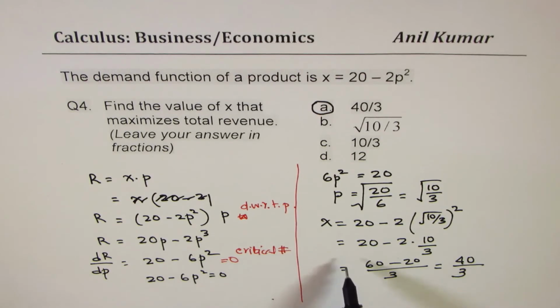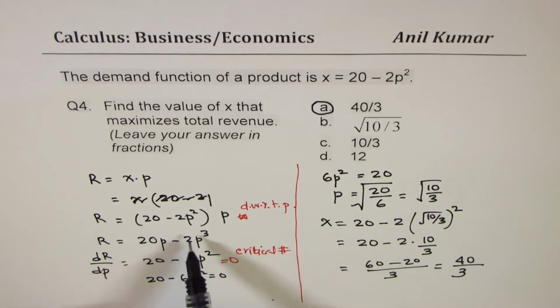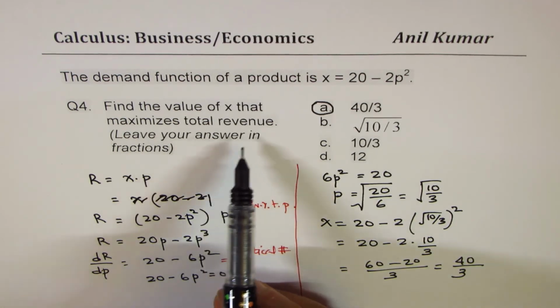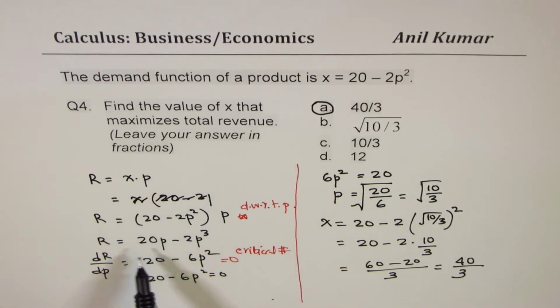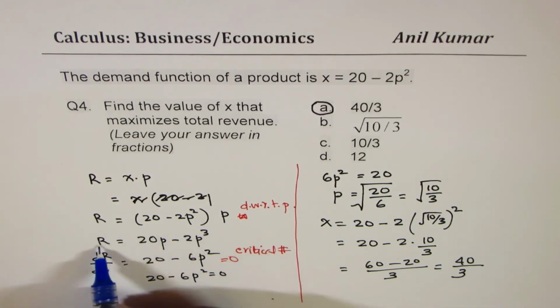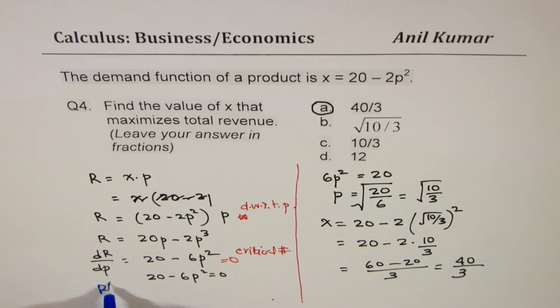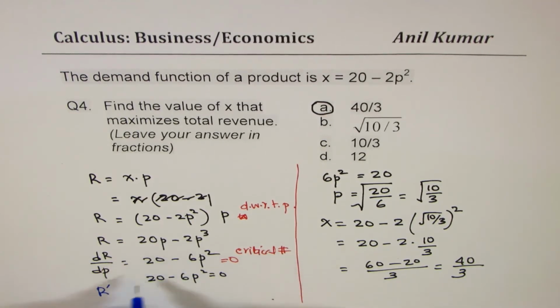Now another critical thing to understand here is that how do we know that this is really a maximum, right? So for that, what we should do is we should find the second derivative of revenue, right? So this is the revenue function. Second derivative, this is the revenue function, right?